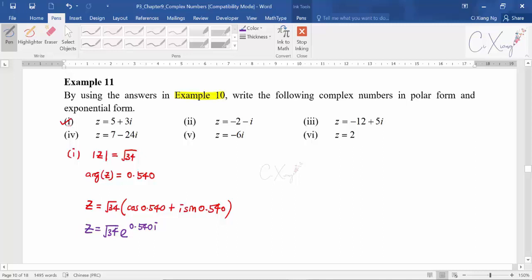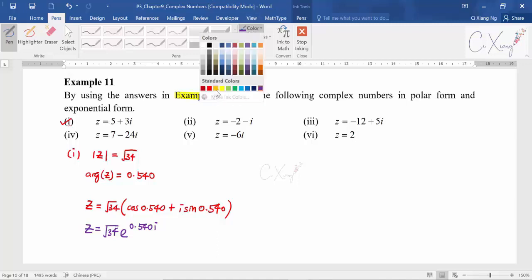Before you write it out in polar form or exponential form, generally what you do is you first find out the modulus and argument, then only can you write them in the form that you want, which is polar and also exponential. We already saved some time because you already got the argument and the modulus in example 10. So for part 2, part 3, part 4, part 5, and part 6, you just try to write out the correct pattern for exponential and also polar form.